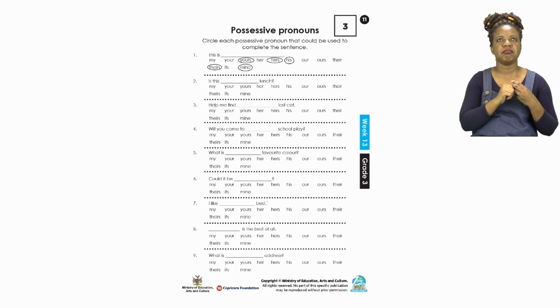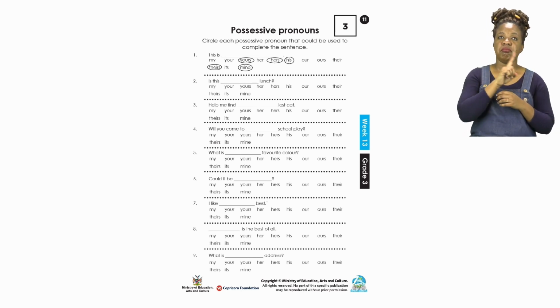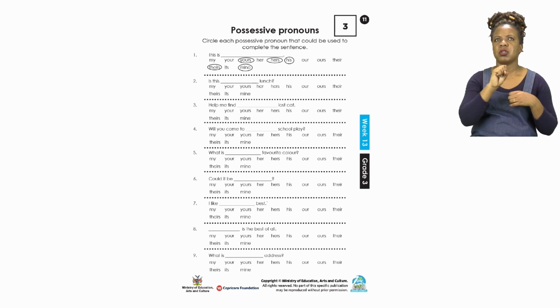Now, let's try and do number 5 together. Number 5 is a question. So let us try and read it as a question. What is dash favorite color? So we are now going to choose with the words that have been given for us. Remember, we need to circle the words. Let's try my. What is my favorite color?